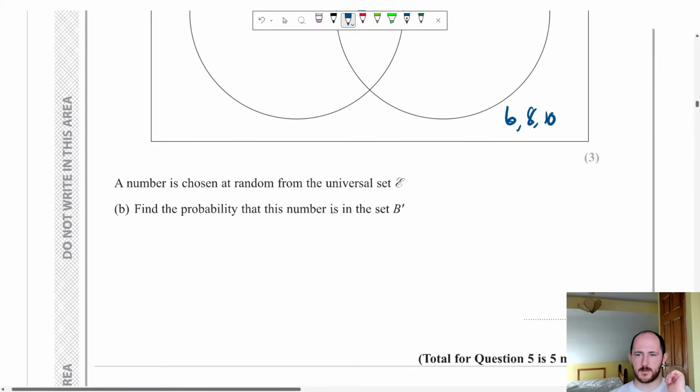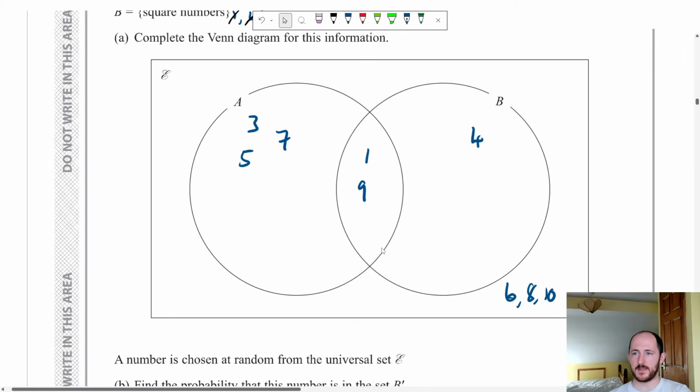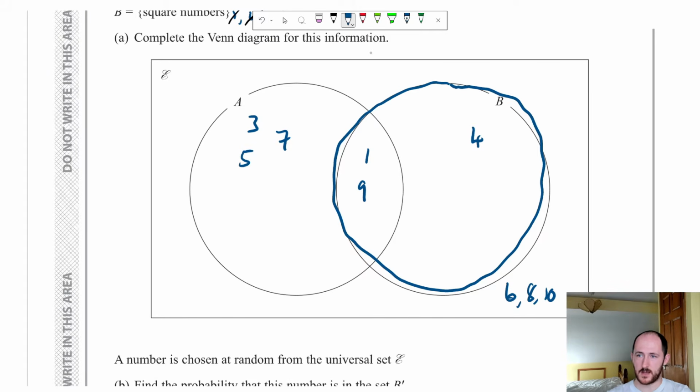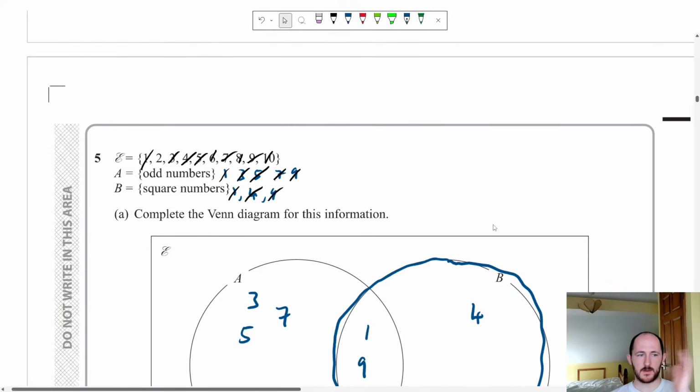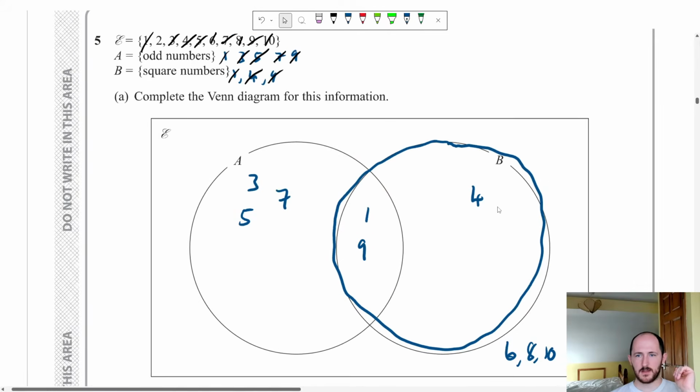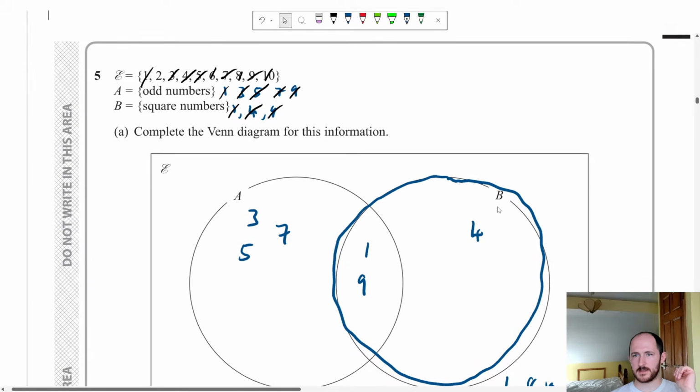Now, find the probability of this number is in this set. I'm going to call it B apostrophe for a second because I don't want to give it away. The apostrophe means not. So we're looking for all of the numbers in the set not B. So that's everything outside this circle. So how many numbers are outside the circle? 1, 2, 3, 4, 5, 6. How many numbers do we have in total? Well, it's 1 to 10, so we have 10 numbers. So we have 1 out of 10.